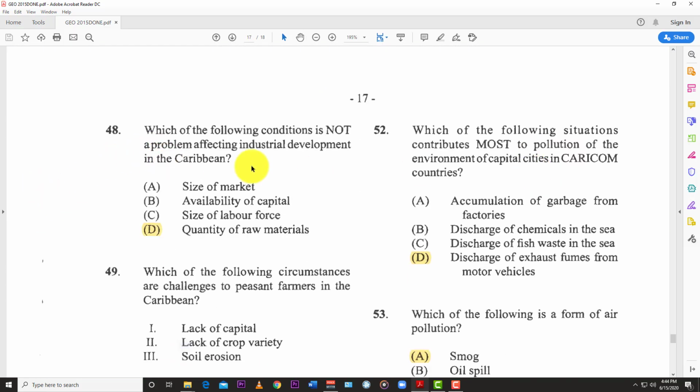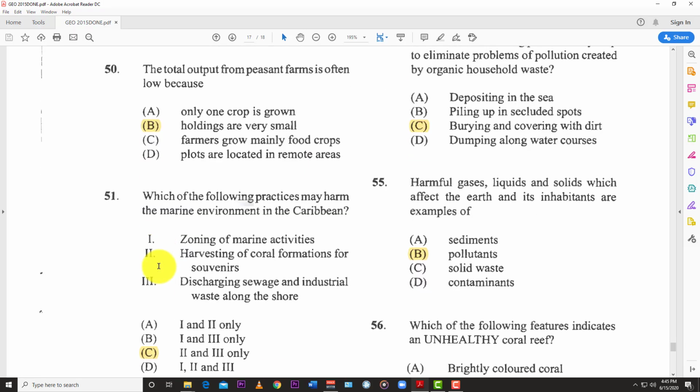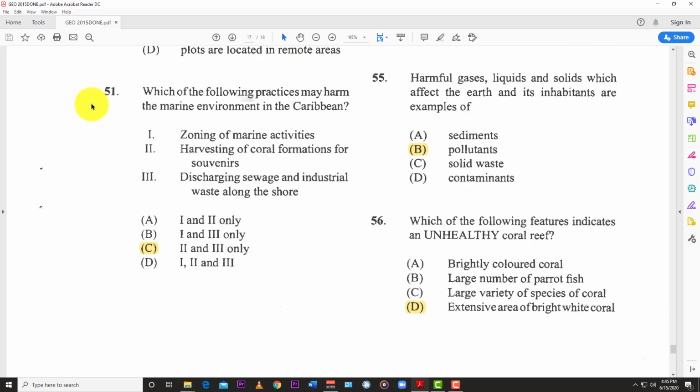48, which of the following conditions is not a problem affecting industrial development in the Caribbean? And the answer is D, quantity of raw materials. 49, which of the following circumstances are challenges to peasant farmers in the Caribbean? And so you have options here: 1, lack of capital, then 2, lack of crop variety, and then 3, soil erosion. And so the best answer is B, which is 1 and 3, lack of capital and soil erosion. Most farms are on a hillside. 50, the total output from peasant farms is often low because B, holdings are very small.